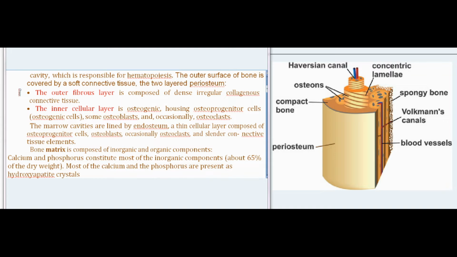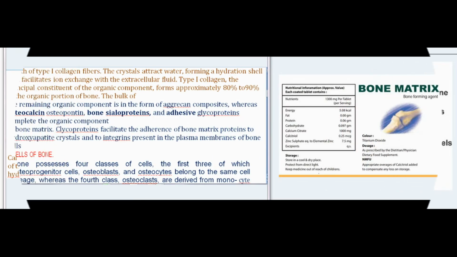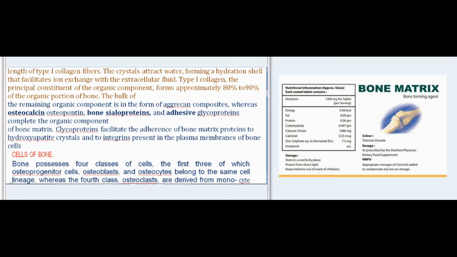Calcium and phosphorus constitute most of the inorganic components, about 65% of the dry weight. Most of the calcium and the phosphorus are present as hydroxyapatite crystals, Ca10(PO4)6(OH)2, that are inserted into the gap regions of and are aligned along the length of type I collagen fibers. The crystals attract water, forming a hydration shell that facilitates ion exchange with the extracellular fluid.